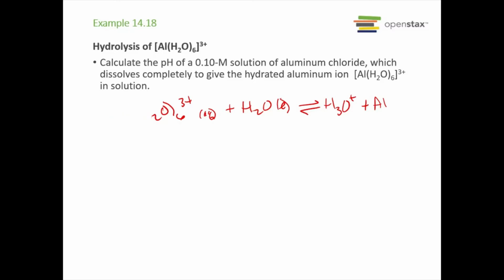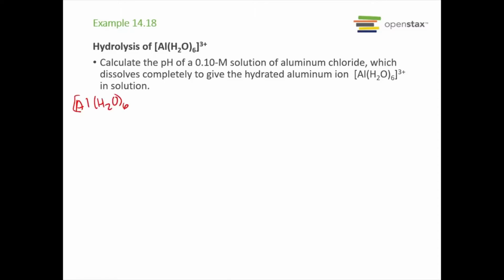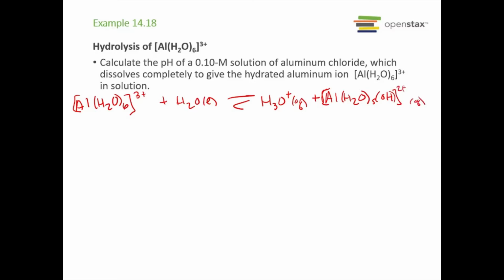Let me rewrite this so it looks better and fits better. Al(H2O)6 3+ plus H2O in equilibrium with H3O+ and this weird complex thing. Okay, and the Ka, when you look this up, is 1.4 times 10 to the negative 5th power. So let's go ahead and set up our ice table.